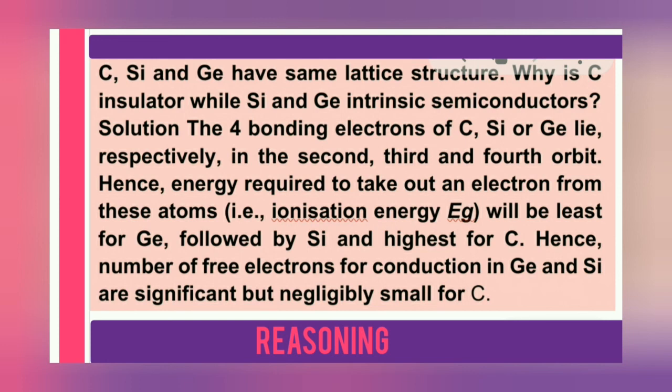The 4 bonding electrons of carbon, silicon and germanium are in the second, third and fourth orbit respectively. Hence the energy required to take out an electron from the atom will be least for germanium, followed by silicon, and highest for carbon. Hence the number of free electrons for conduction in germanium and silicon is significant, but negligibly small for carbon.